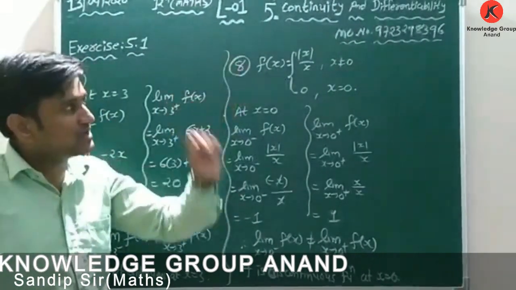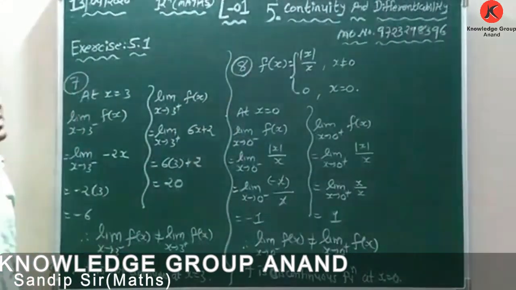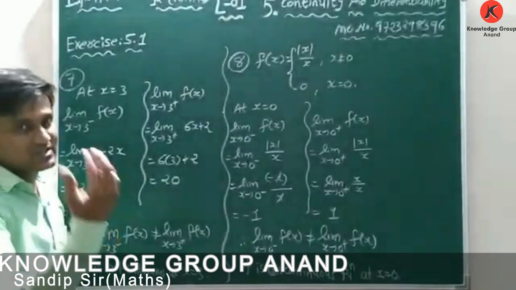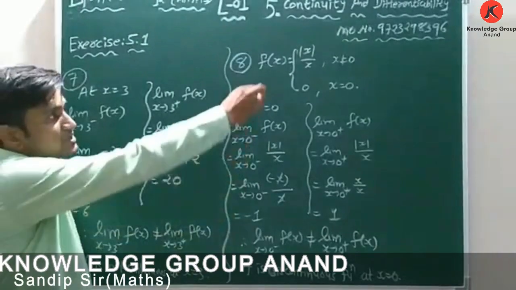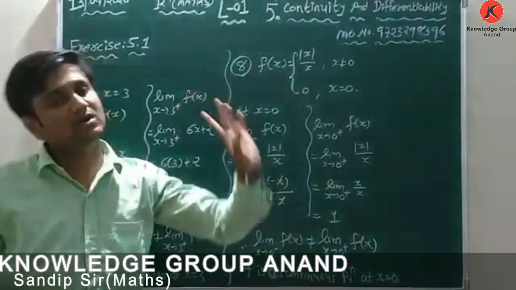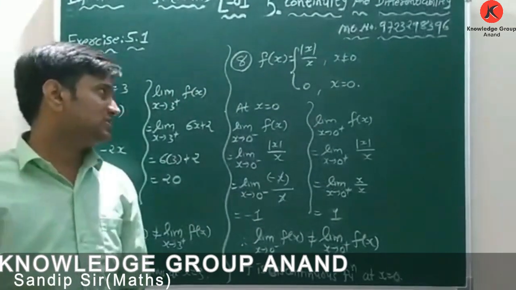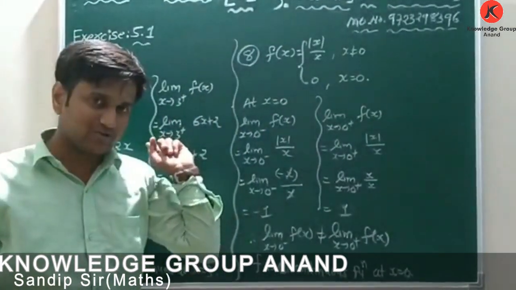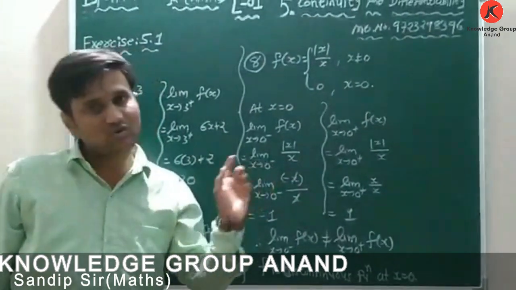Example 8: f of x is equal to modulus x upon x, where x is not equal to 0. Not equal to 0, that means greater than 0 or less than 0 gives the same function, and at x is equal to 0, the answer will be 0. Okay, so we will check out at x is equal to 0, directly at x is equal to 0, whether the given function is continuous or not.